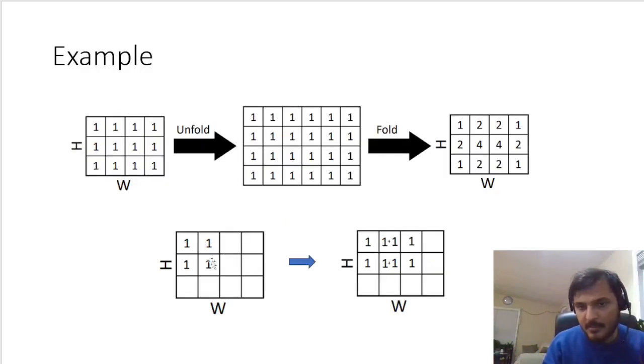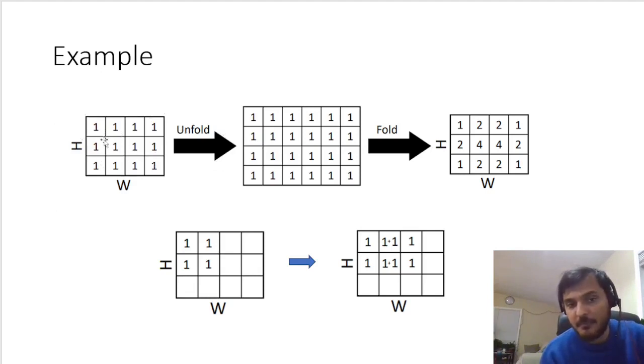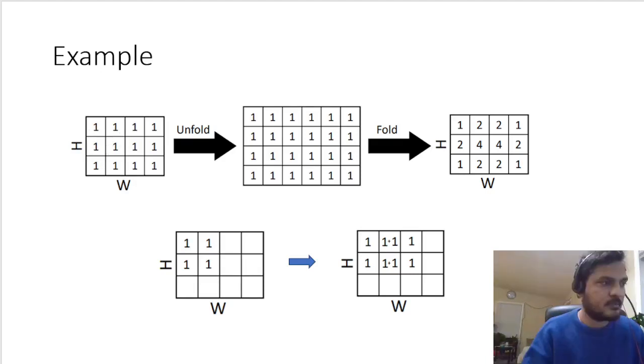Forget about the two bottom figures here. Let's start with an image with all ones here, and I am doing an unfold operation with a kernel of size 2 by 2. So if it's 2 by 2, there would be 6 columns because one window.